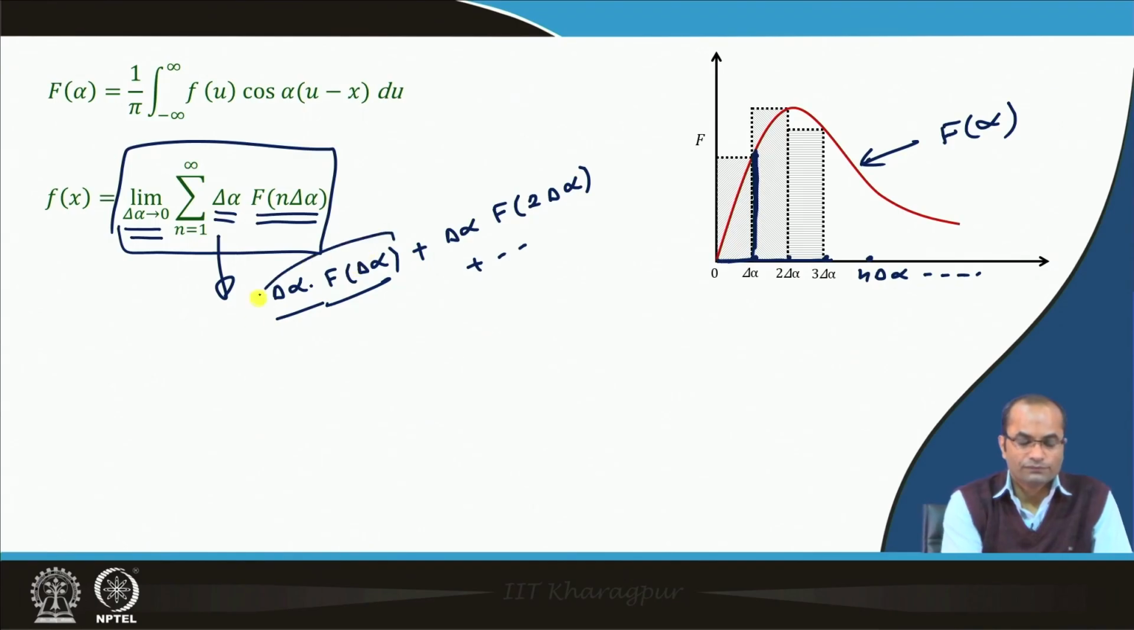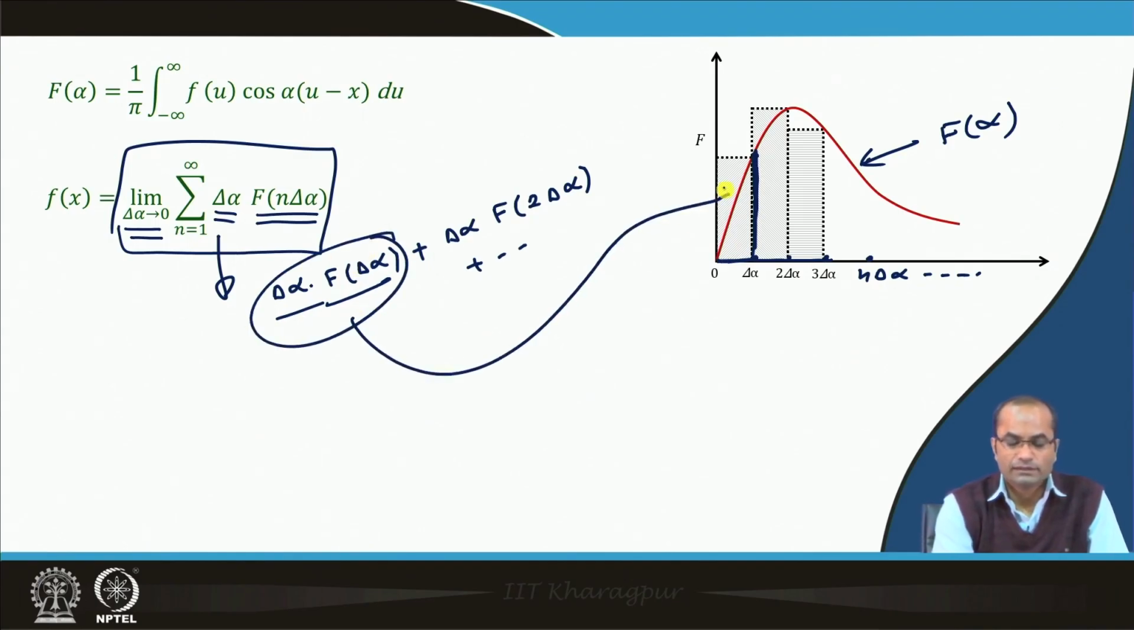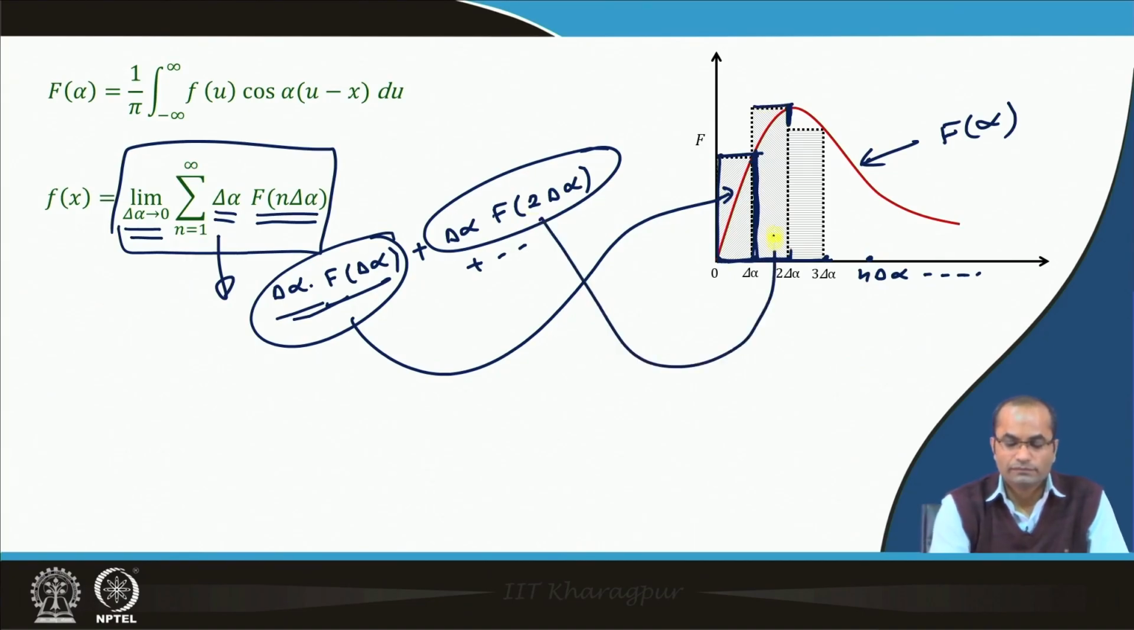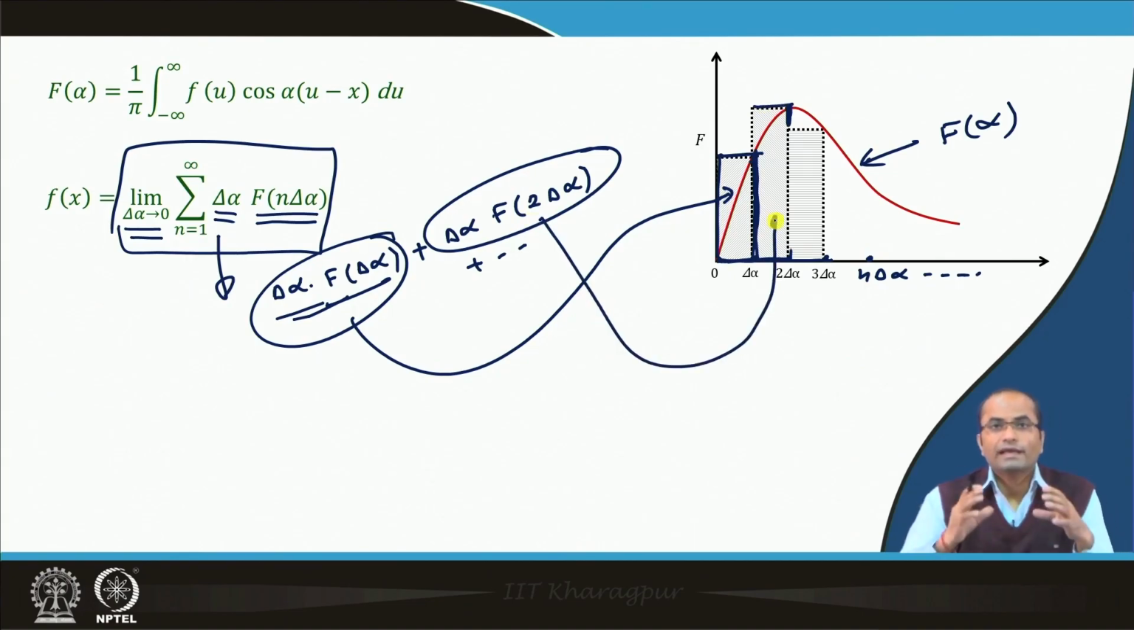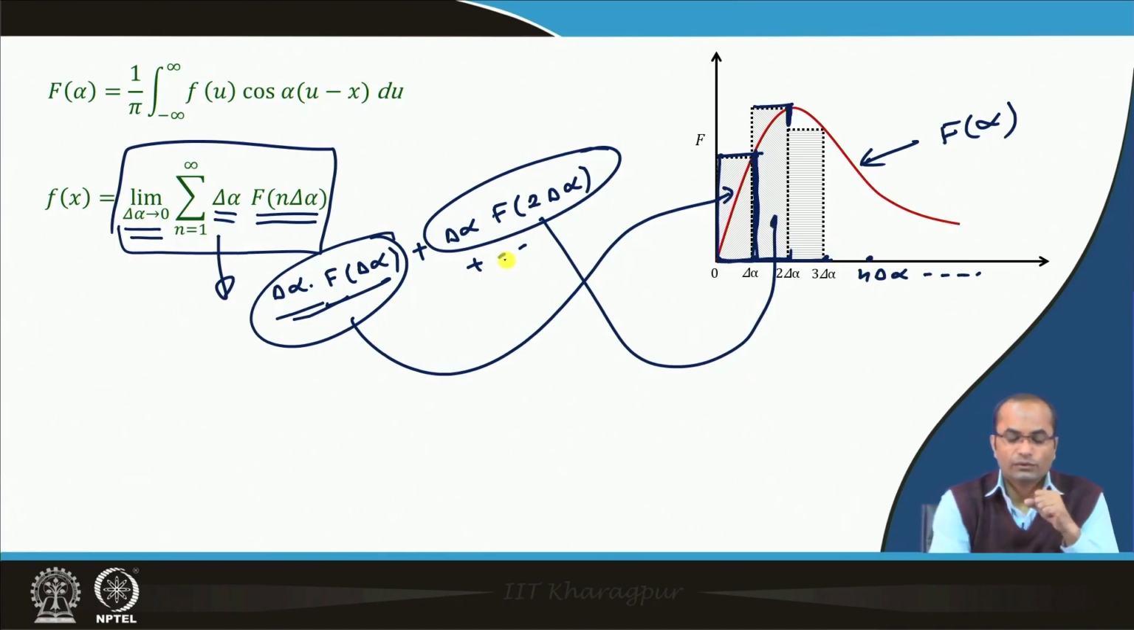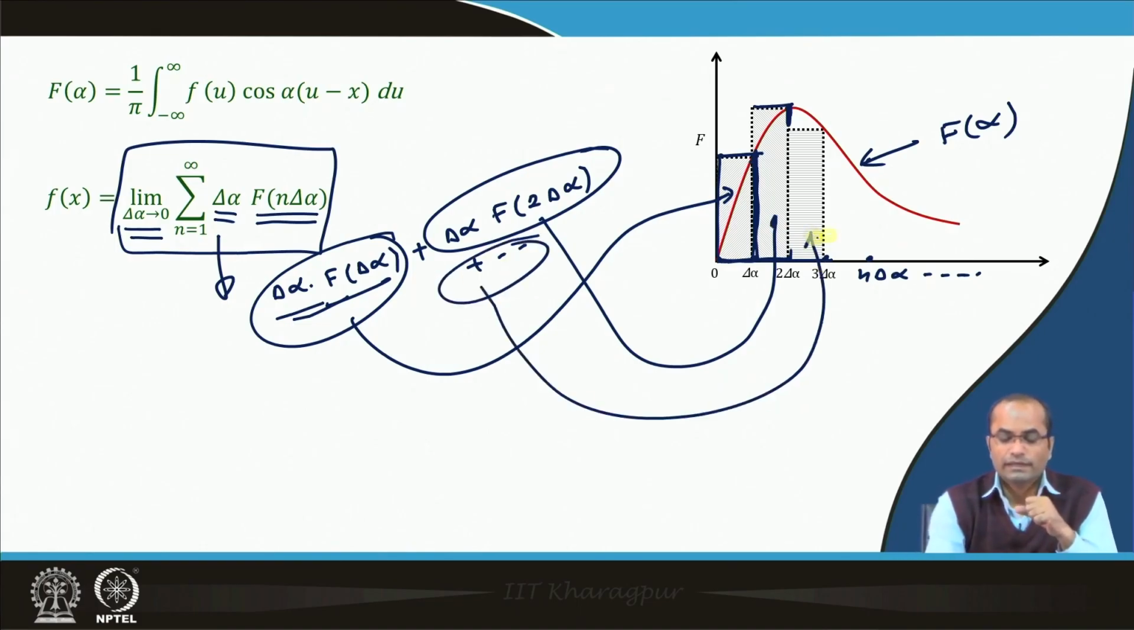So, this product, the first product, is nothing but the area of this rectangle here. That is the area defined by this product. Similarly, the next term is again delta alpha, but f is evaluated at 2 delta alpha, that means this here, and this product will give the area of the second rectangle, and so on. The third term will be the area of the third rectangle, etc.